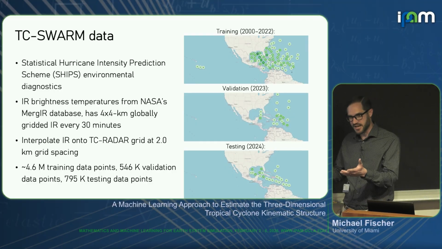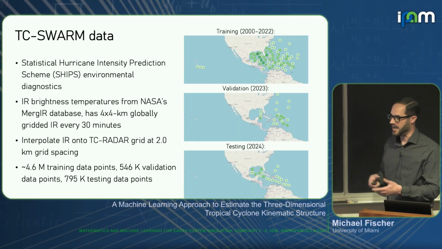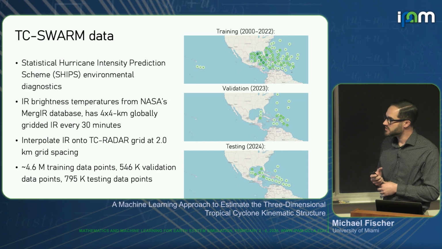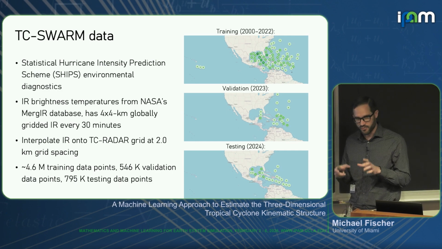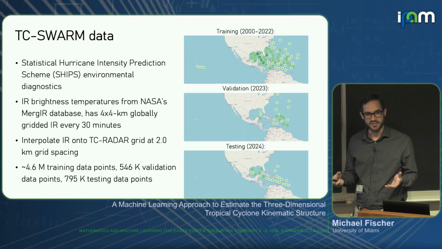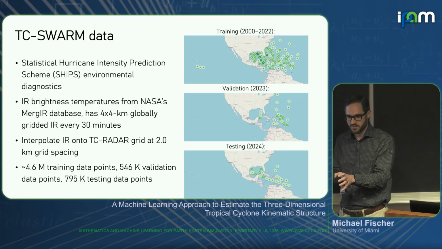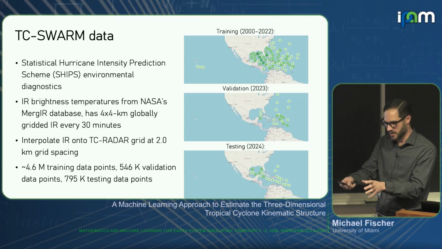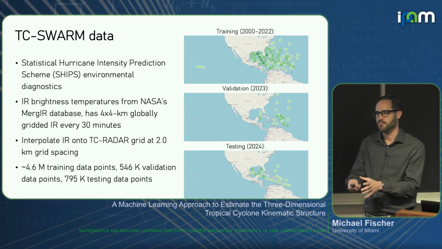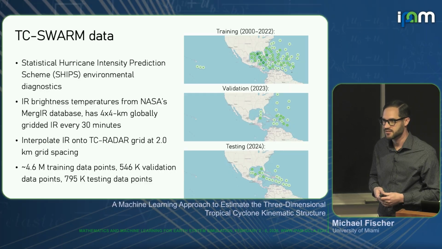The geostationary satellite imagery I'm taking from NASA's MERGIR database, which I believe is part of the IMERG workflow. And so this provides infrared brightness temperatures globally on a 4 kilometer by 4 kilometer grid every 30 minutes, which is really nice. So that way, because we can match the infrared brightness temperature snapshot to the nearest time of the TDR analysis, we get every satellite snapshot within at most 15 minutes offset from the time of the TDR analysis.